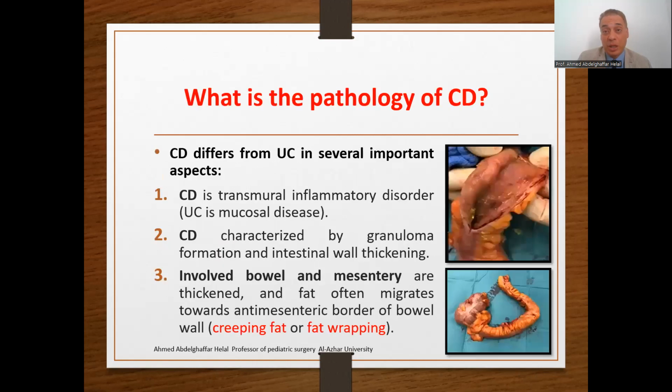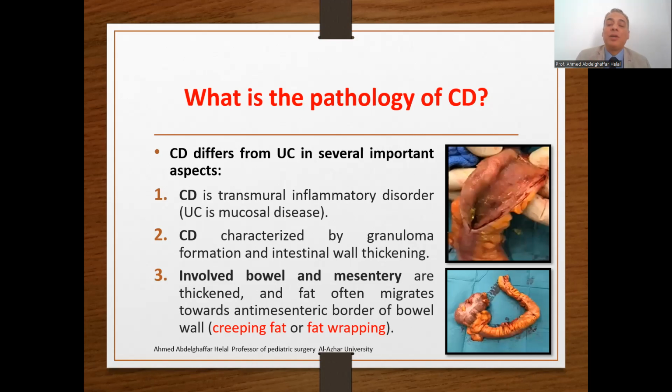What is the pathology of Crohn's disease? Crohn's disease differs from ulcerative colitis in several important points. Number 1, Crohn's disease is a transmural inflammatory disorder, affecting all the layers of the bowel, unlike ulcerative colitis, which is a mucosal disease. Number 2, Crohn's is characterized by granuloma formation and intestinal wall thickening.